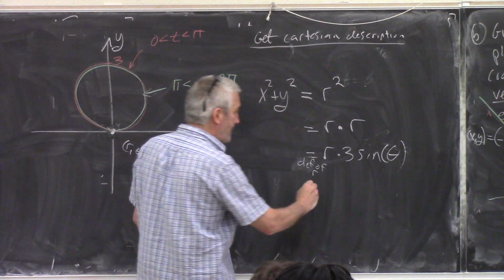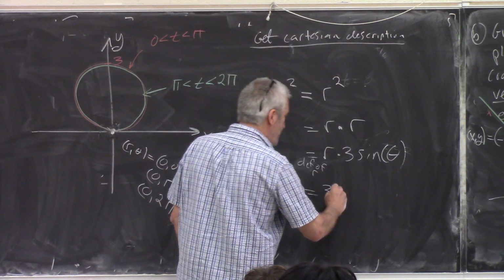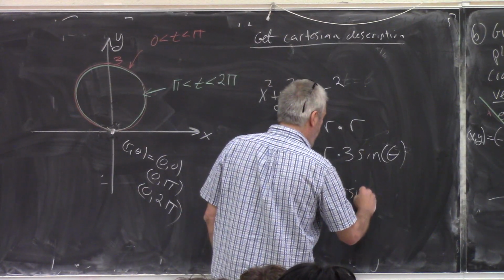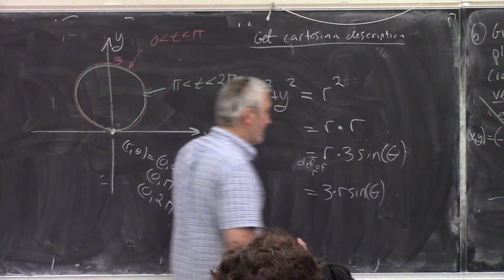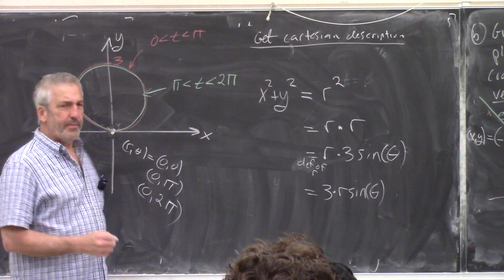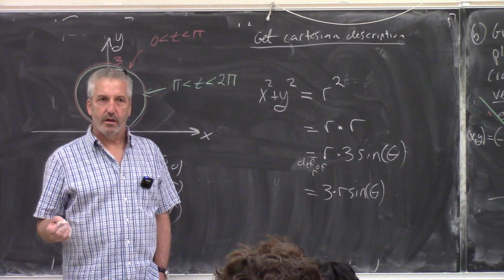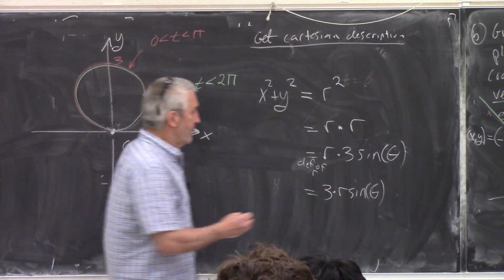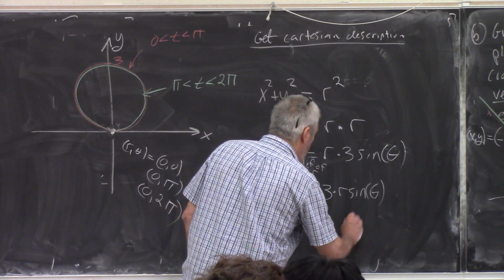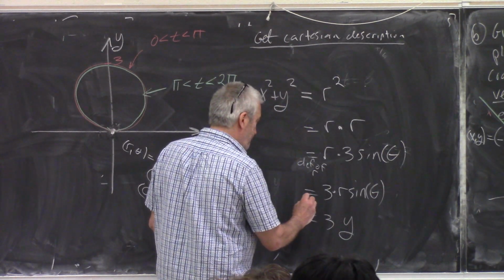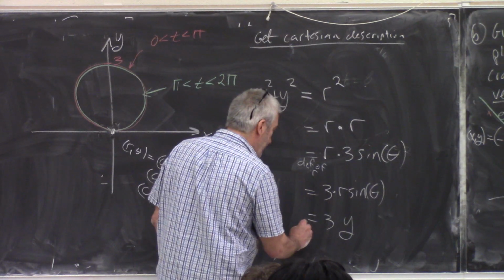Now I'm going to do a trick. I'm going to bring the 3 out front. 3 times r sine theta. But what's r sine theta? Why? Because. So this is 3y. This is the definition of y.